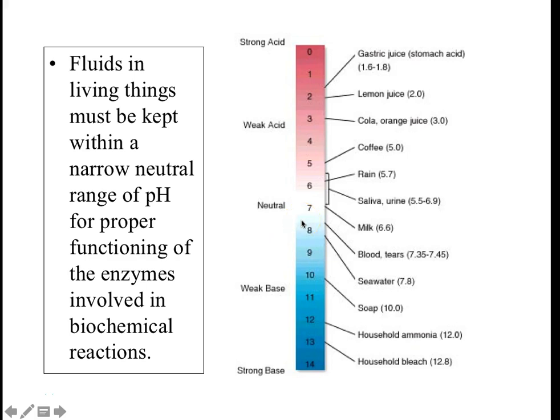What do you need to know? 7 is what the body wants, it's neutral. Below 7 is acid, above 7 is alkaline. That's it. And that should bring us to the end for now.